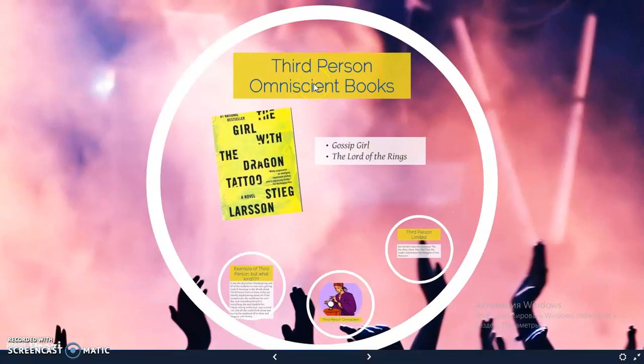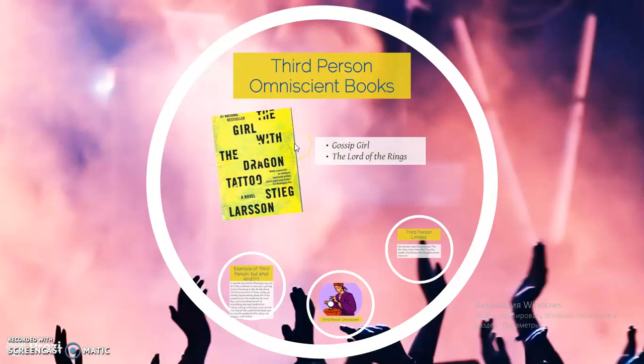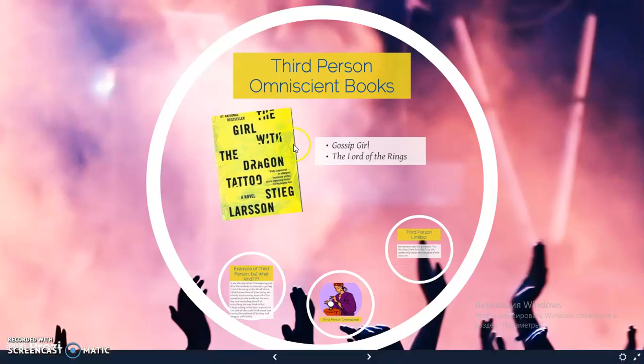So third person omniscient books: Gossip Girl, The Lord of the Rings. You can have these books and read them by yourselves, and you will learn how to differentiate the omniscient from limited, or objective from limited, or vice versa.